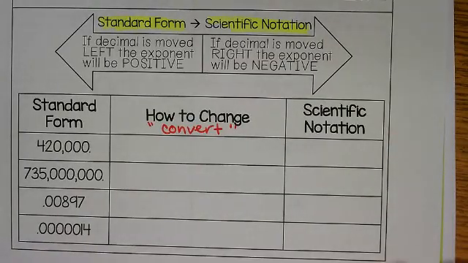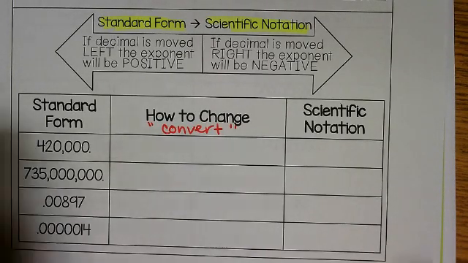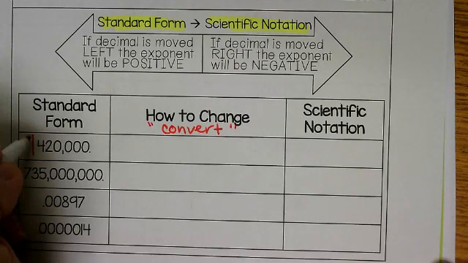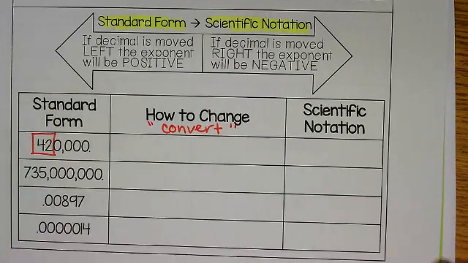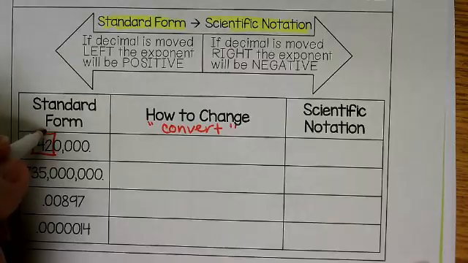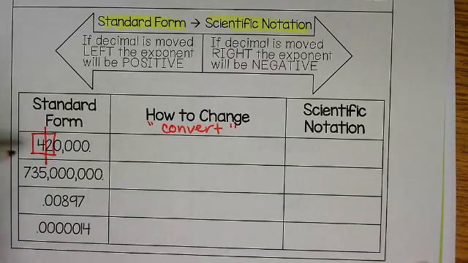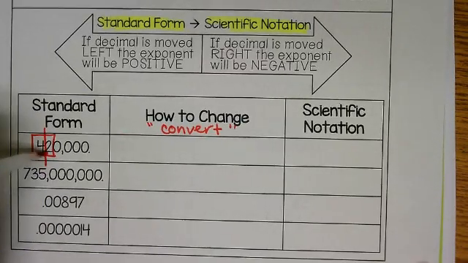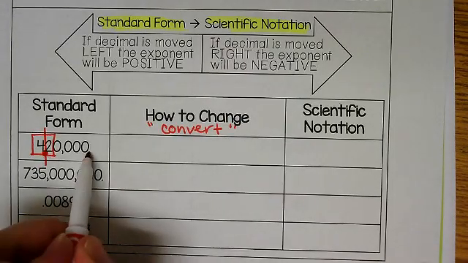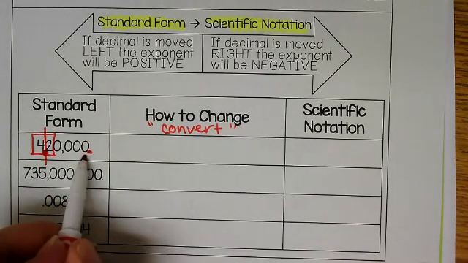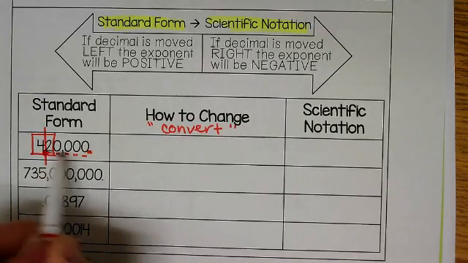So we have 420,000. My strategy is I box up every non-zero digit, which is 4 and 2. If there's a 0 in between, I would box that up too, if it's trapped in between non-zero digits. And then I'm going to draw a line after the first number. That's going to tell me where I need that decimal point moved. Okay, so in this case, between this point and this point, how many hops, how many spaces did you move?